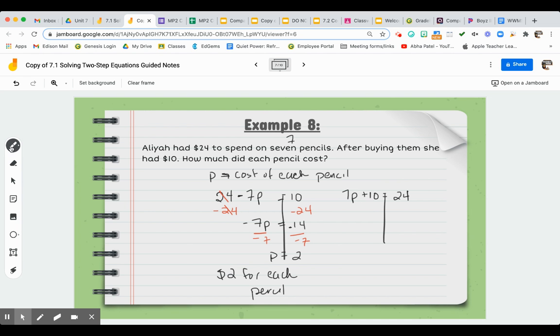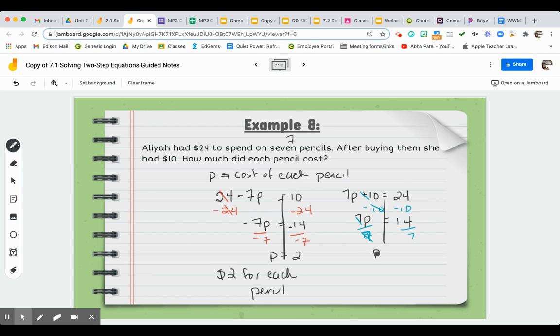Let's check to see if it comes to the same answer with the other equation. So in this one, again, the variable's on the left side, which I generally like to keep, especially when I'm creating an equation. So we're going to subtract the 10. That gives you 7p is equal to 14. Divide by 7. And we get p is 2.